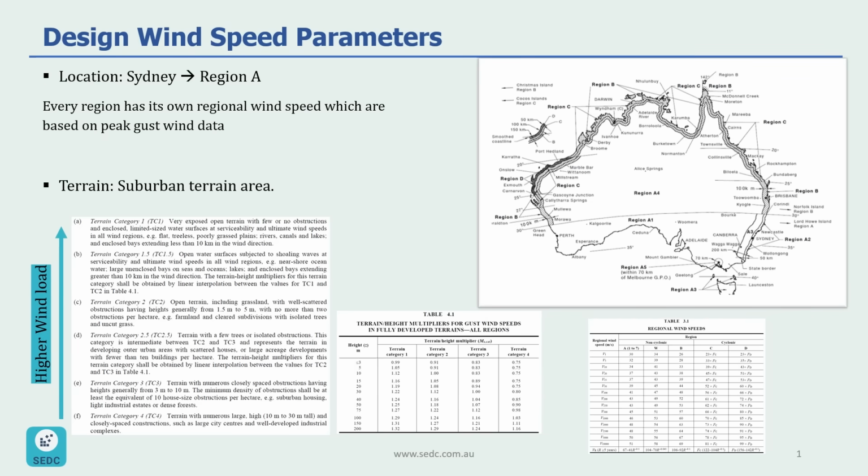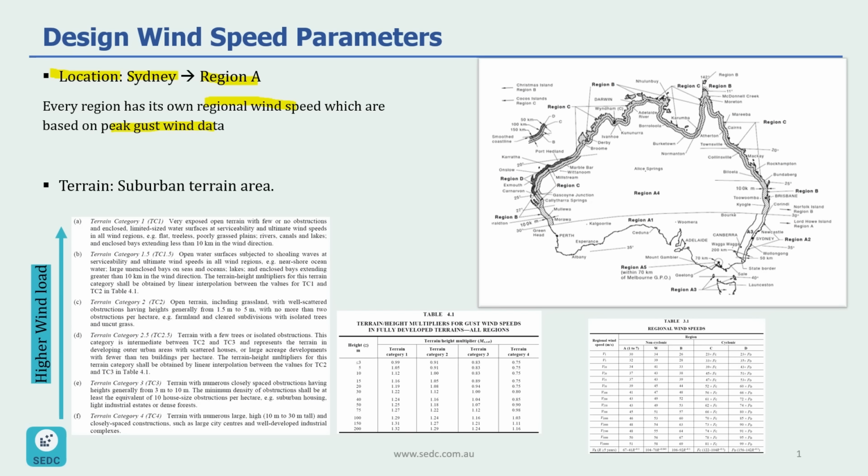Let's go through more details by looking at design wind speed parameters. The first parameter we are going to look at is the location of our building. Our building is located in Sydney, which is considered as region A. Every region in Australia has its own regional wind speed, which is based on peak gust wind data.